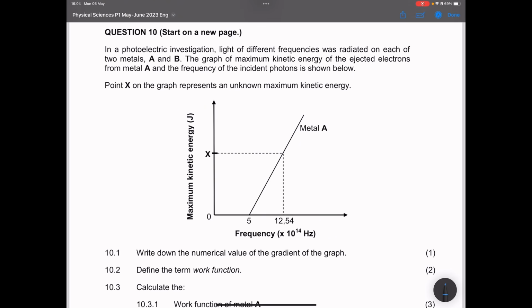Now remember, guys, that the gradient of this graph represents Planck's constant, that's h. So that's 6.34, and you're given that value, by the way, times 10 to the minus 34. All right, they just said the numerical value, so I don't need to write down the SI units. Right, and the next question, they say define the term work function. Remember, we say this is the minimum energy required to emit electrons from a metal surface.